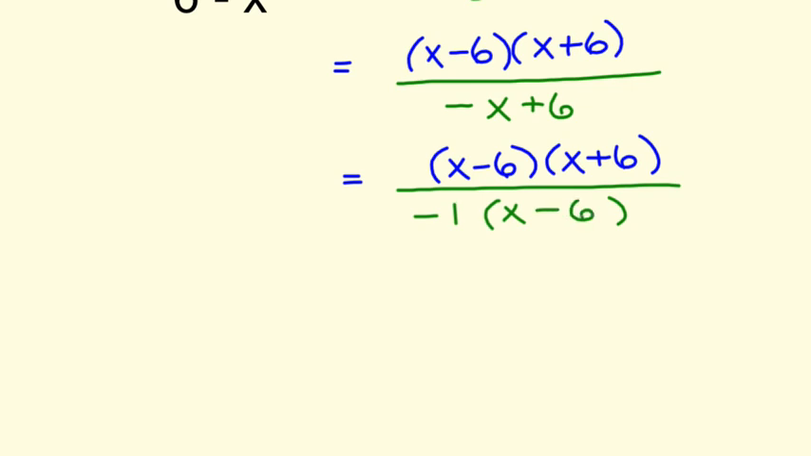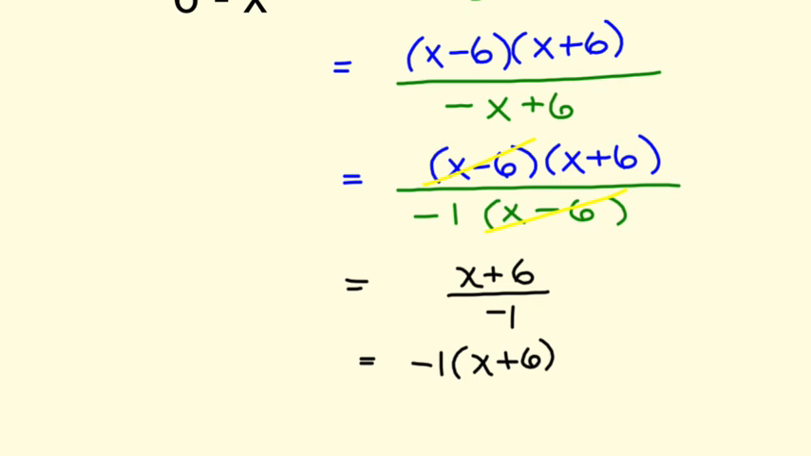Now do you see a common factor? There's a common factor with x minus 6 and x minus 6. So what we're left with is x plus 6 over negative 1. That looks kind of goofy to have a negative 1 in the denominator. So what you can do is you can rewrite it as negative 1 times x plus 6. Or if you want to distribute that negative 1, it'll be negative x minus 6.